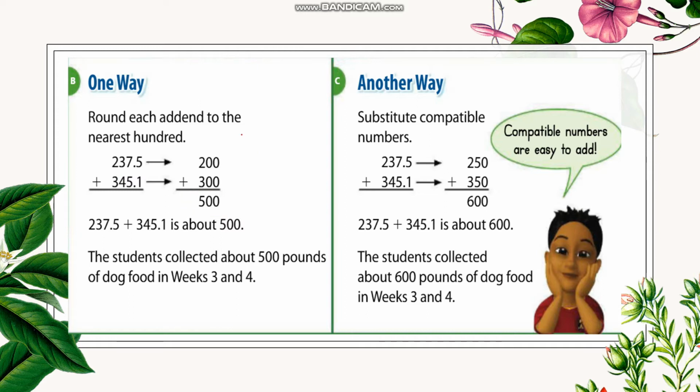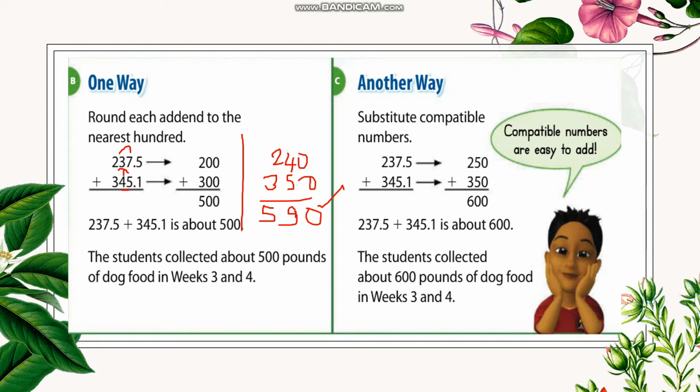Now, is it possible to round to the nearest tens? Yes. So the tens place is 3 and 4. So 3 is followed by 7, so it becomes 240. And 4 is followed by 5, so it becomes 350. So 240 plus 350, so the answer is 590. That's also an example of an estimated answer.